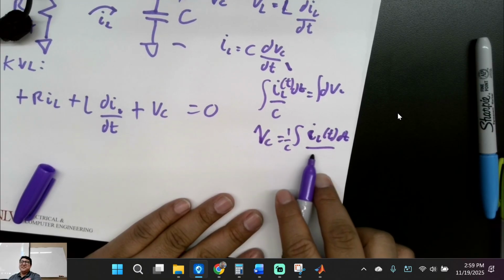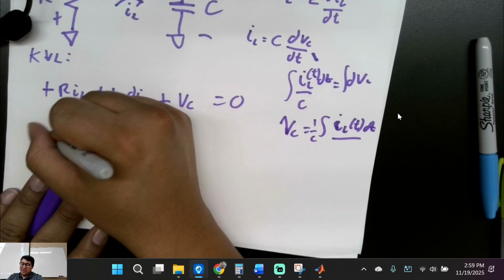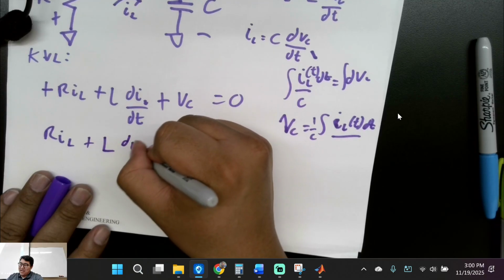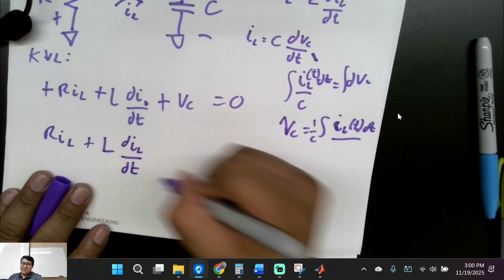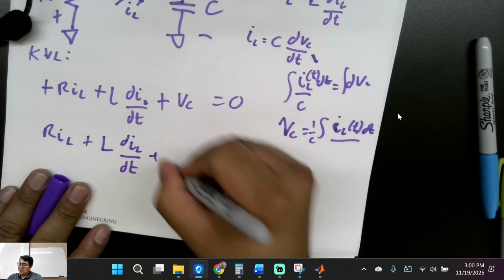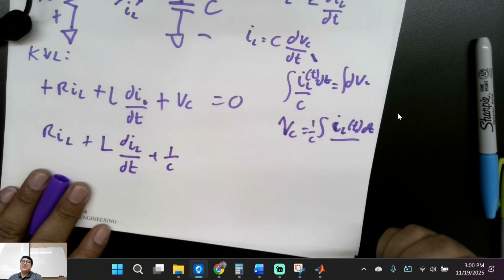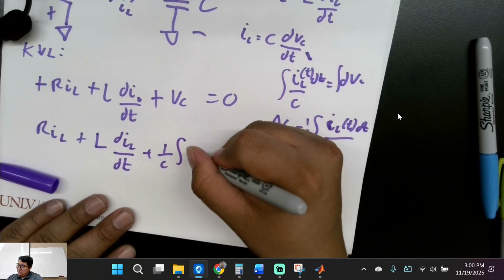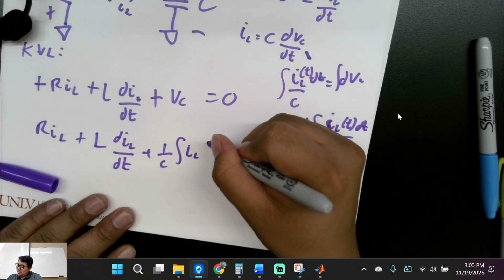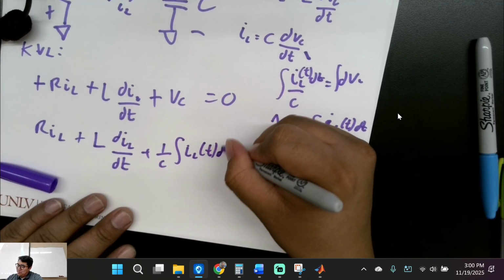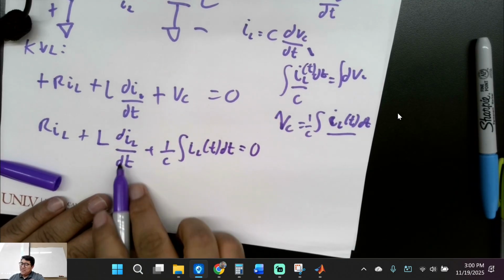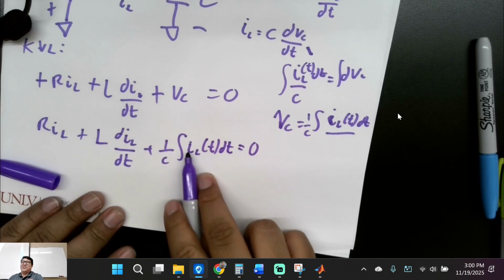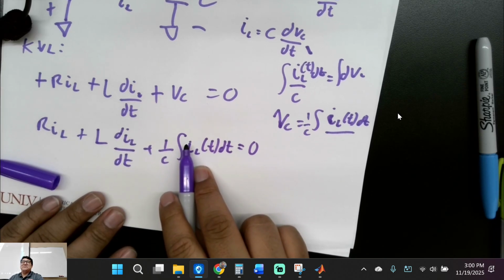What do you guys think? An integral? If I were to do the following, R IL plus L dIL dt, plus, if I were to punch this in, 1 over C and then I have this fat integral. Because I'm wondering how he solves it. I'm wondering if I'm doing it the right way. So we have a derivative, we have something constant, we have an integral.